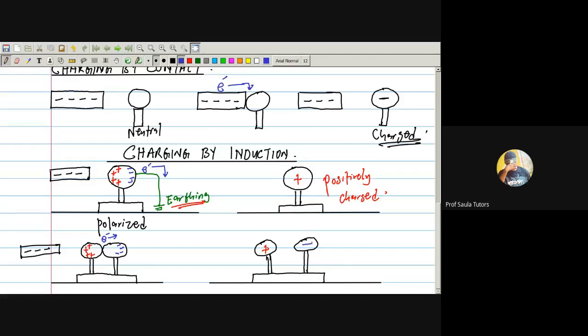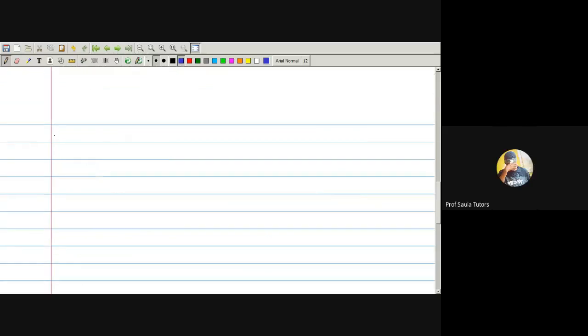This is another example of charging by induction. What you are using to charge the neutral objects will not come in contact with them. That's it. Good. Look at another example again.